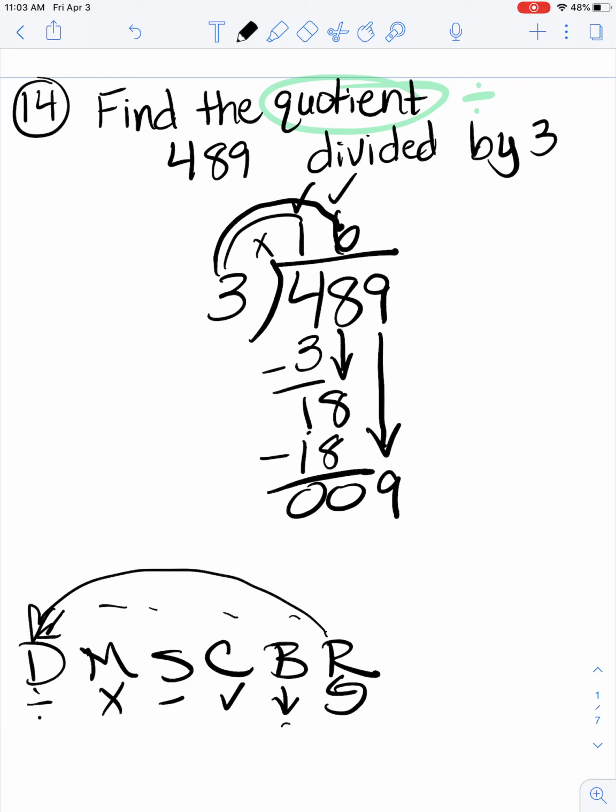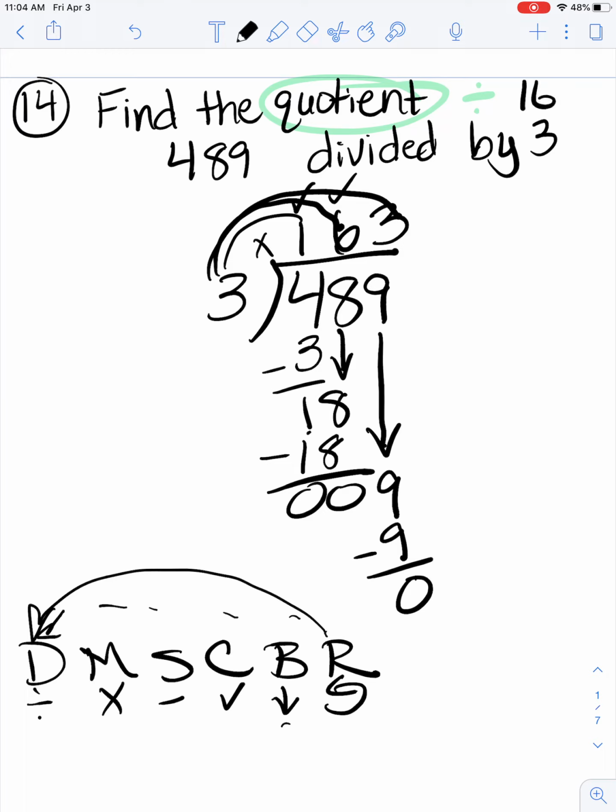So 9 divided by 3 goes in 3 times. I just divided, now I multiply. 3 times 3 is 9. It goes in perfectly. So my difference is 0.